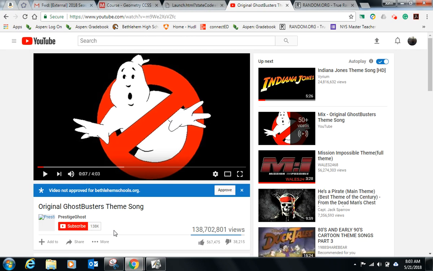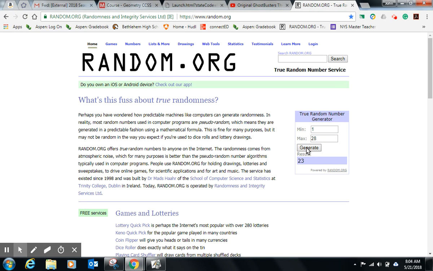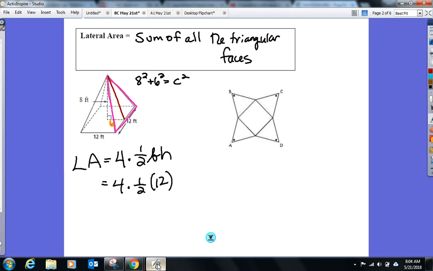And the slant height on this one, what do you got for me? 10, yep. C comes out to be 10. And now I'm on my way. Don't forget your units, 240 square feet.